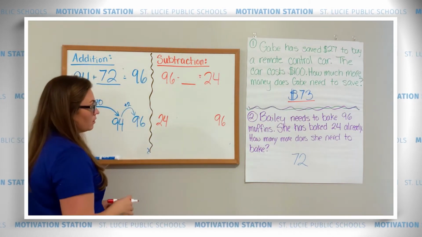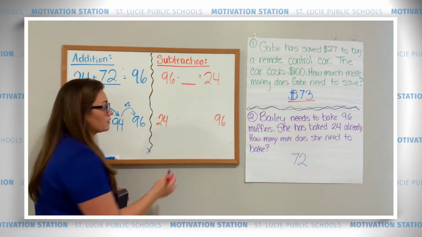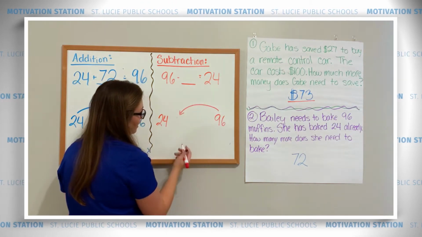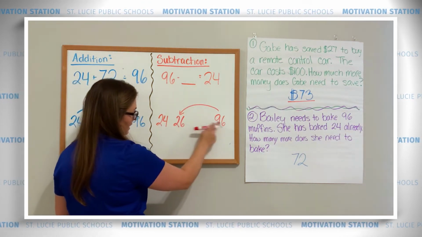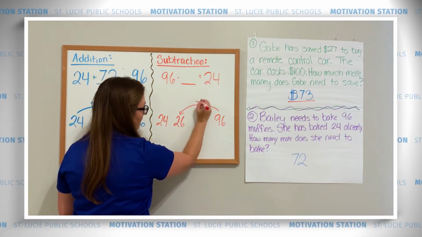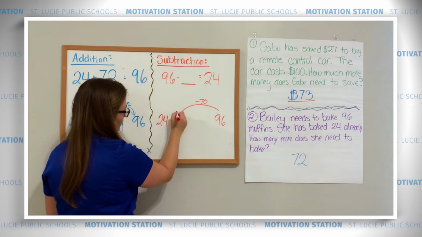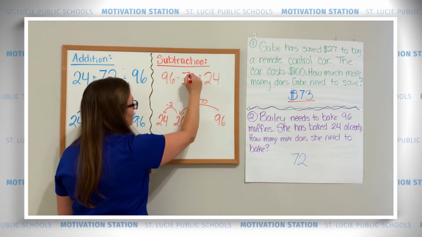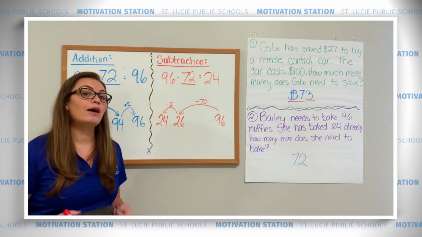Different ways we can do this. I could do it in 2 jumps, or I could do it in 3 jumps. Let's do the 2 jumps. If I do a big jump back, I can get to 26. 96 to 26 would be minus 70. 26 to 24 is minus 2. My answer is 72.